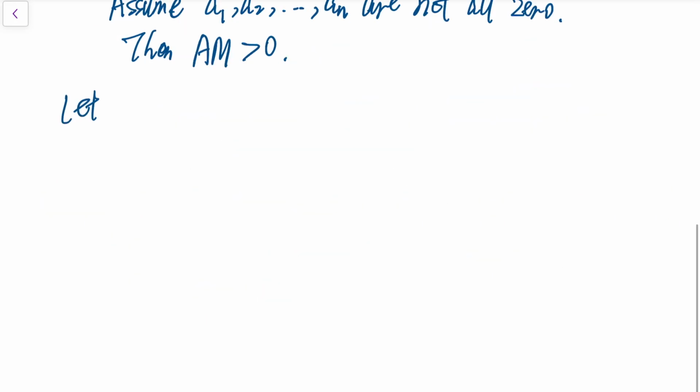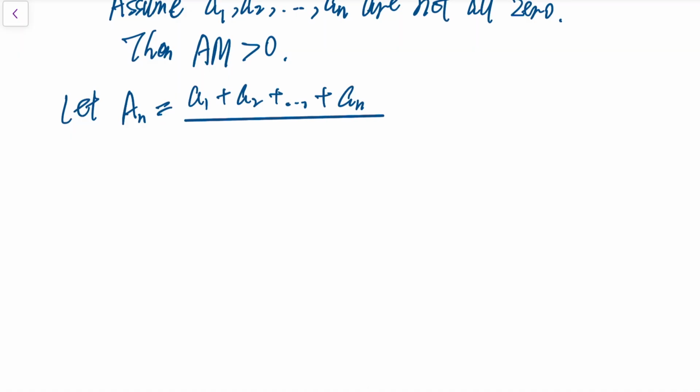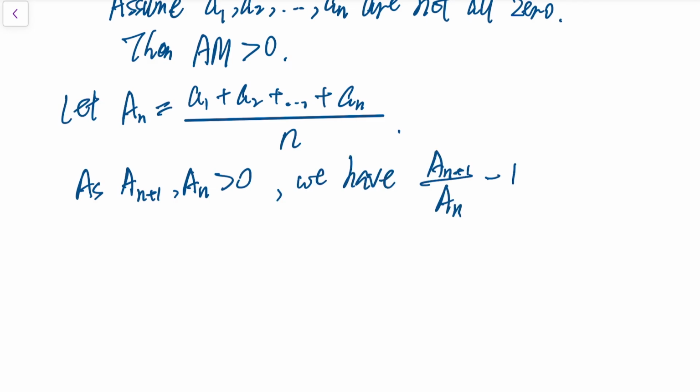Let capital An be the arithmetic mean of the first n numbers. So An is equal to (a1 + a2 + ... + an) divided by n. As capital An+1 and capital An are greater than 0, we have An+1 over An minus 1 is greater than 0 minus 1, which is negative 1.